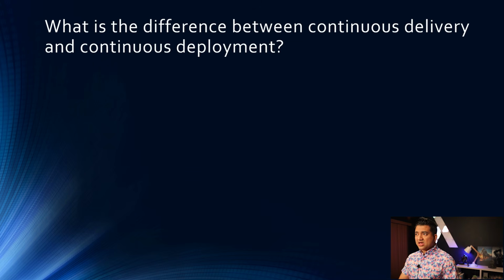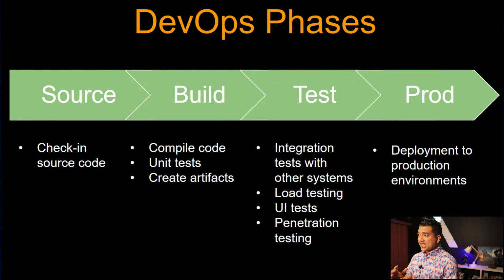So question one: what is the difference between continuous delivery and continuous deployment? DevOps has four main phases: source, build, test, and prod. Source is when you check in your source code. Build is when you compile your code, run unit tests, and create the artifact, such as a jar file or zip file, that is ready to be deployed.